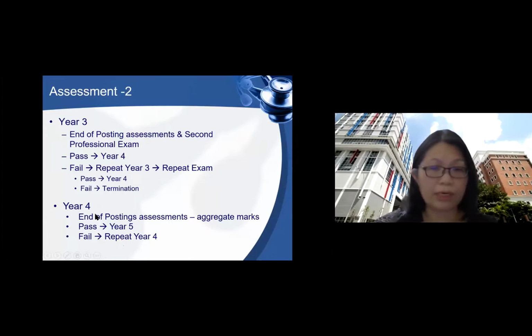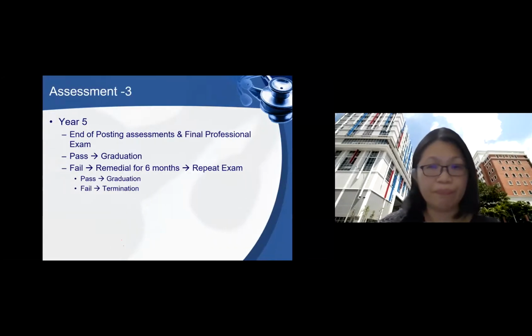Right. In year 4, like year 2, there's no major exam, but they have to achieve aggregate marks of more than 50 in all the continuous assessments in order to pass year 4 and continue to year 5. Year 5 again has continuous assessment and also the final professional exam. If the student passes the overall year 5, they graduate as medical graduates. If they fail, we will provide the student with 6 months of remedial classes. After the 6 months, the student will be required to sit for a repeat exam. If the student passes the repeat exam, the student is considered graduated. If they fail, the student is deemed to have failed the entire course.